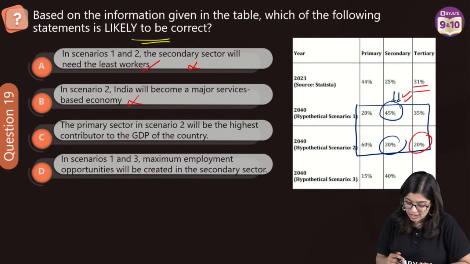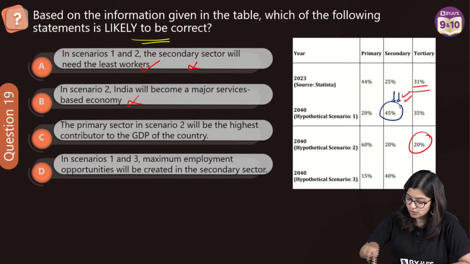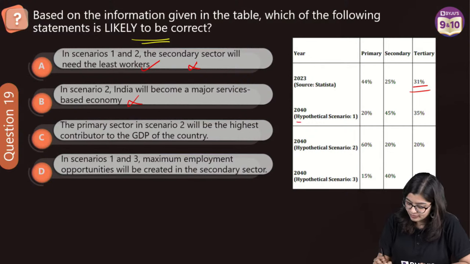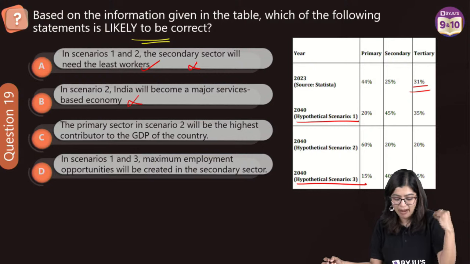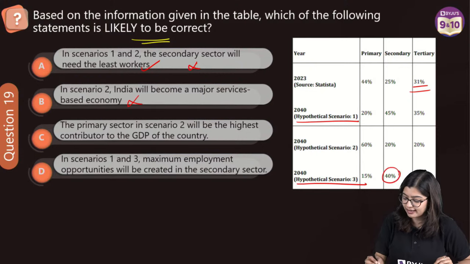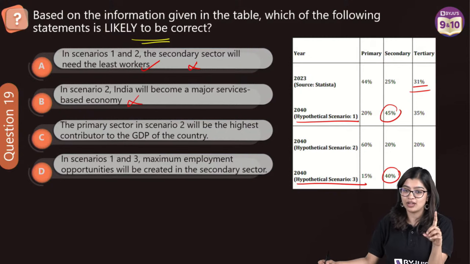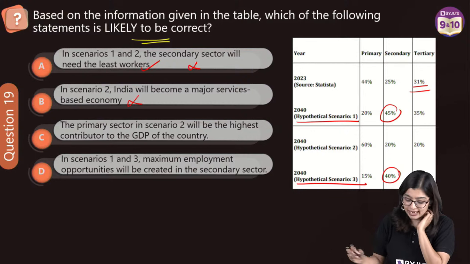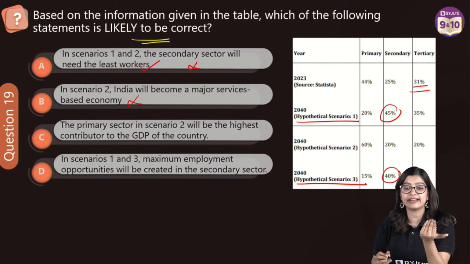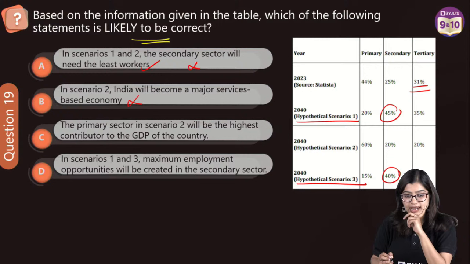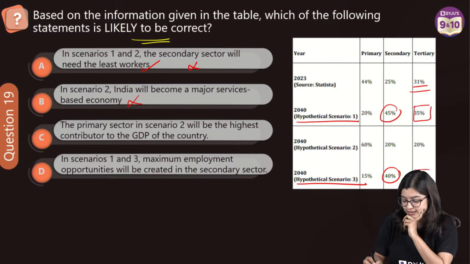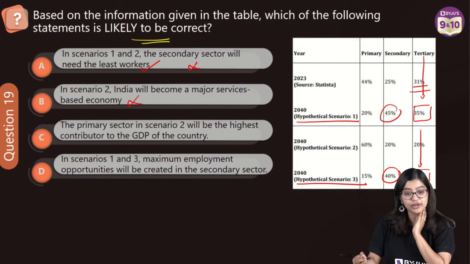Now, I'm going to jump ahead. In scenarios 1 and 3, let's have a look. We see that maximum employment opportunities will be created in the secondary sector. How can you say that? Only the secondary sector, how can you say? Those of you who are telling me the answer will be D, can you tell me it is D? It says it will be created in the secondary sector. Is that the case? You have your tertiary sector also, which is creating job opportunities, because right now your tertiary sector has also contributed.